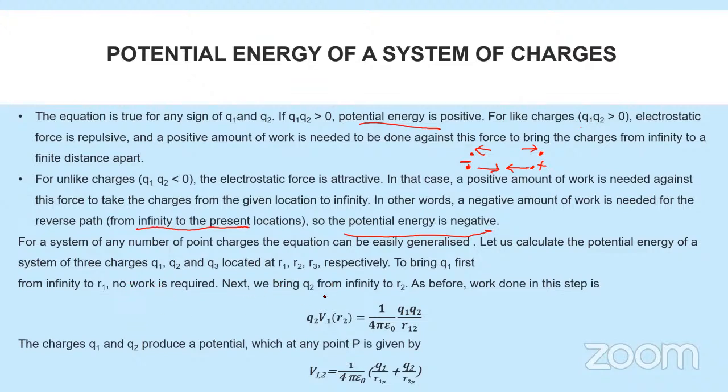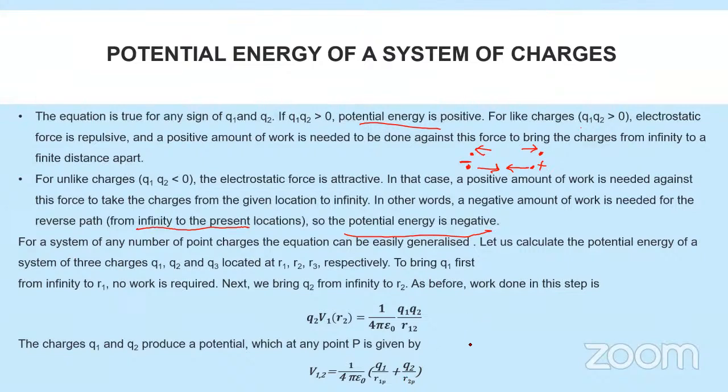Now, if we are bringing Q2 from infinity to R2, the work that is going to be done is the product of the charge that is being brought, Q2, multiplied by the potential that is already there at the point because of the charge Q1 which has been brought before. So it is going to be Q1 Q2 upon R12, if you only consider the distances that are given.